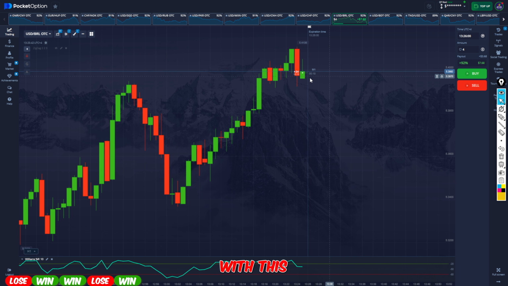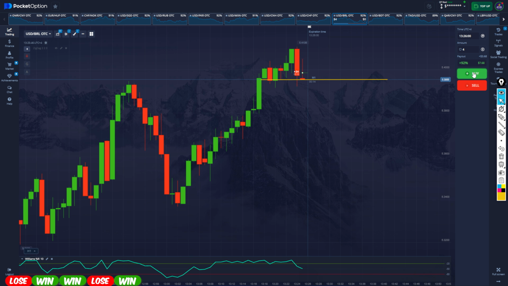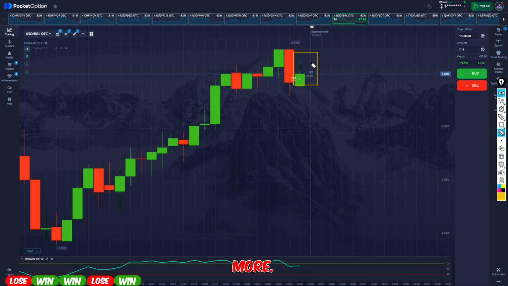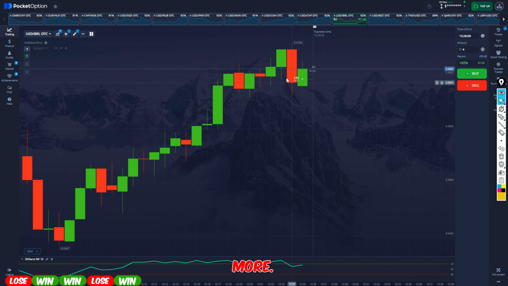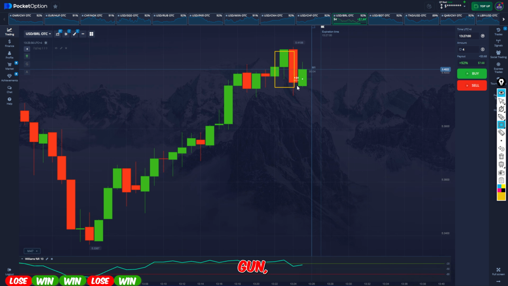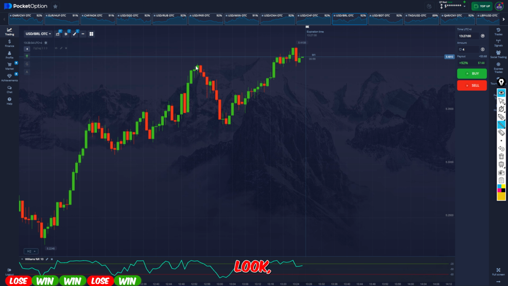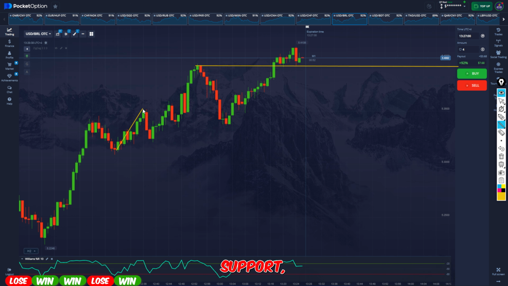I'll play it here with this trade. I was supposed to take it here, but I don't want to take more trades or double this trade. I hope it goes up more. Why? Because we have an angle here and a gap down, so this gap down would favor buyers, and look, we have this area or this support.